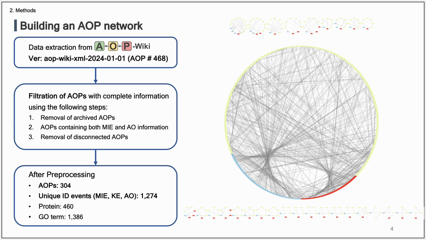We used the January 1st, 2024 version of the AOP Wiki with 468 AOPs and pre-processed them according to the following three criteria. The result is 304 AOPs and 1,274 unique ID events. The visualization of the built AOP network is shown on the right.